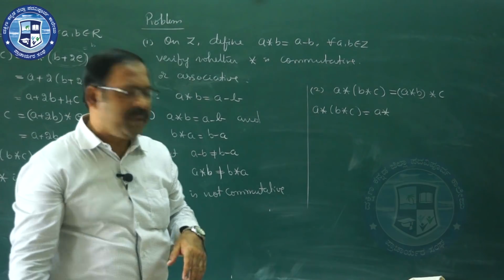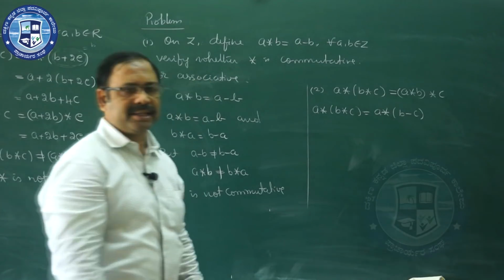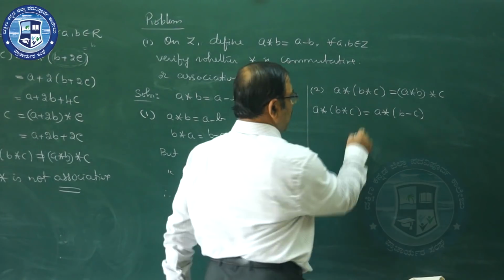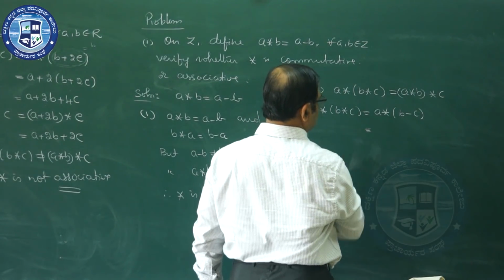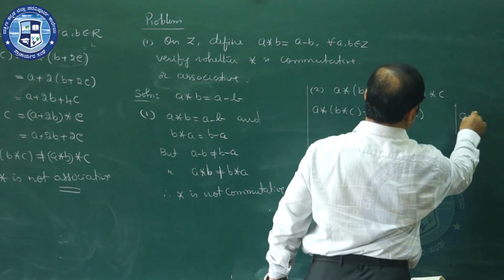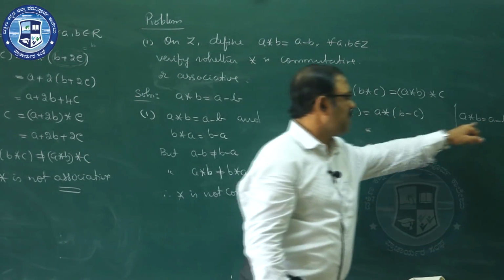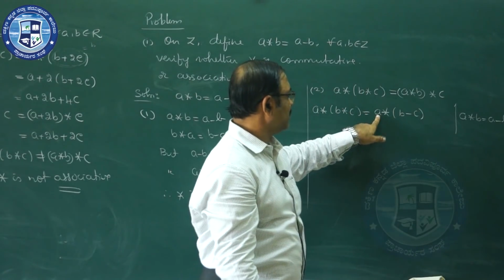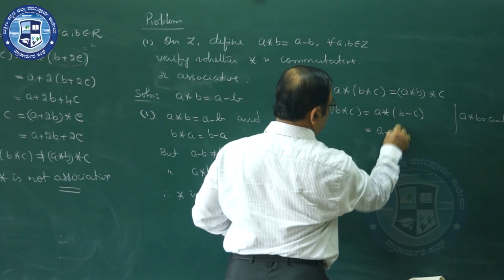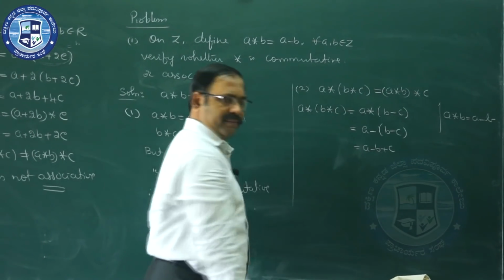See, A star (B star C). What is B star C? B star C by definition is B minus C. They have defined A star B equal to A minus B, right? First minus second. So this is the first, this whole thing is the second. So this is A minus (B minus C), which is A minus B plus C.